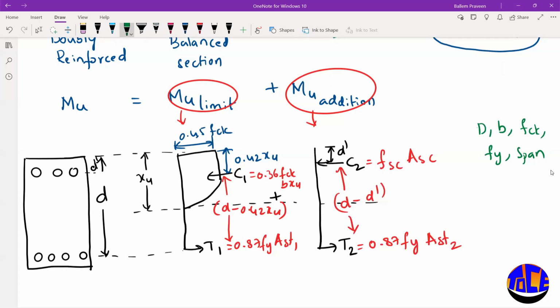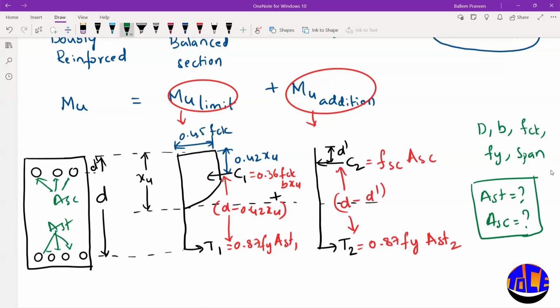So you have to find out the steel in the tension zone, that is Ast, as well as the steel you have to provide in compression. So you have to find Ast and Asc. These are the things you have to design in doubly reinforced sections. Okay, so I hope you have understood. Now let us go to the problem and we'll see how we can find out.